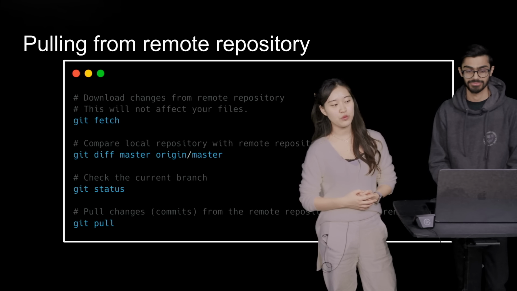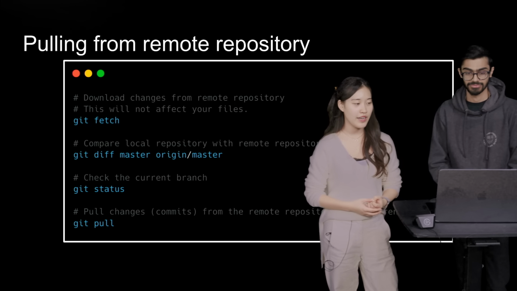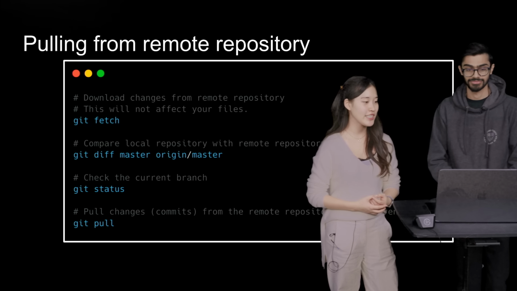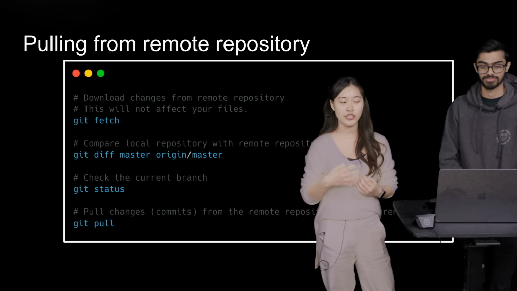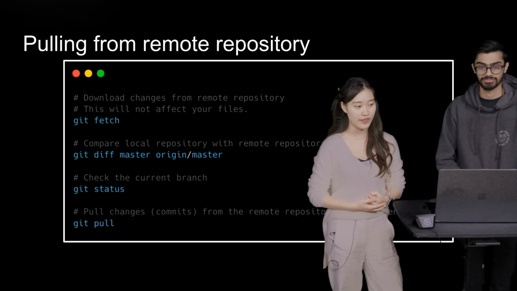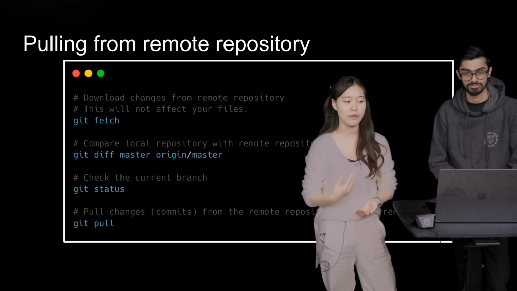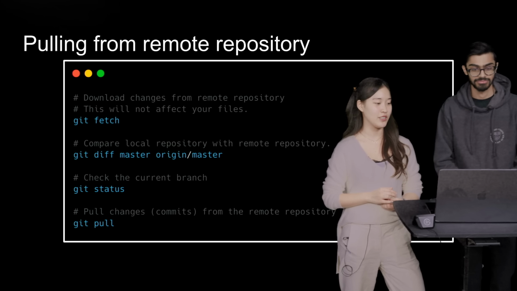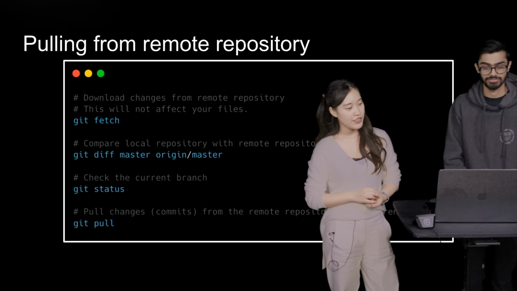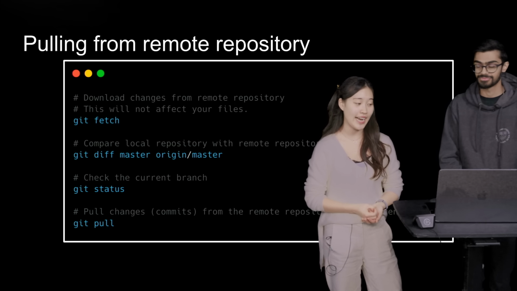Let's look at how you would pull from the remote repository and how you would call that in the terminal. So you have the command git fetch, and essentially this will download any changes in the remote repository. Just note that this will not affect any of your files. You can also compare your local repository with the remote repository by using the command git diff master origin/master.